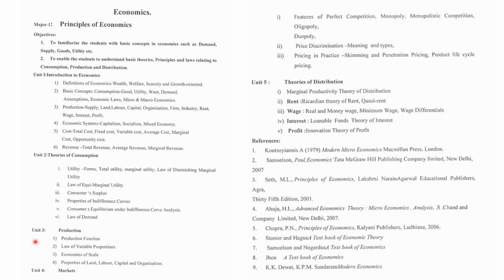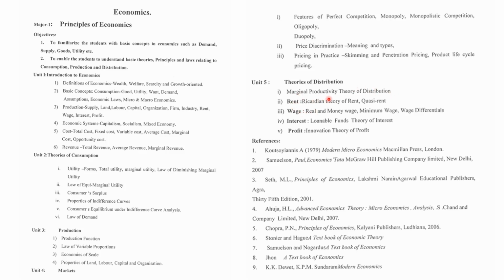And in the third unit, you'll have production function, law of variable proportions, economies of scale, properties of land, labor, capital, and organization. And in the fourth unit, you'll have markets, which is the features of perfect competition, monopoly, monopolistic competition, and oligopoly, duopoly. And then price discrimination, its meaning and types. And then pricing in practice, skimming, penetration pricing, product life cycle pricing.